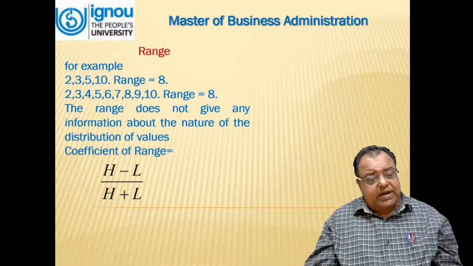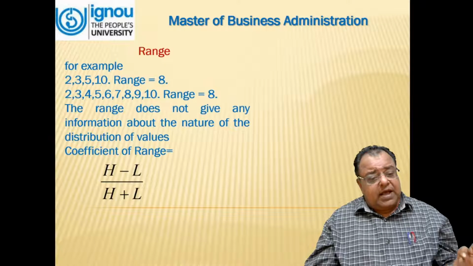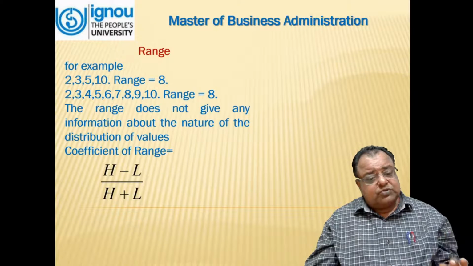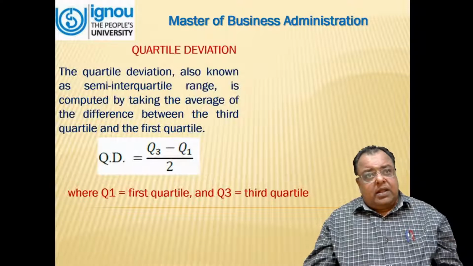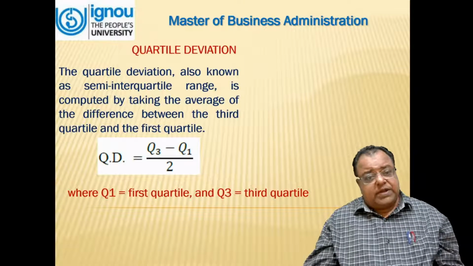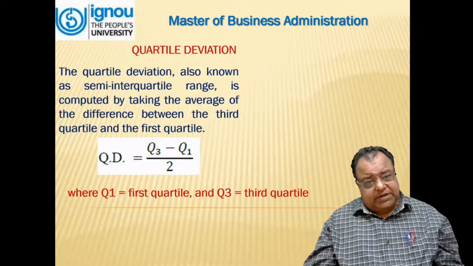Now we calculate the coefficient of range. The coefficient is the ratio of the difference between the highest and the lowest value to the addition of highest and lowest, like 2, 3, 5. Now the range does not have any information about the nature of the range.